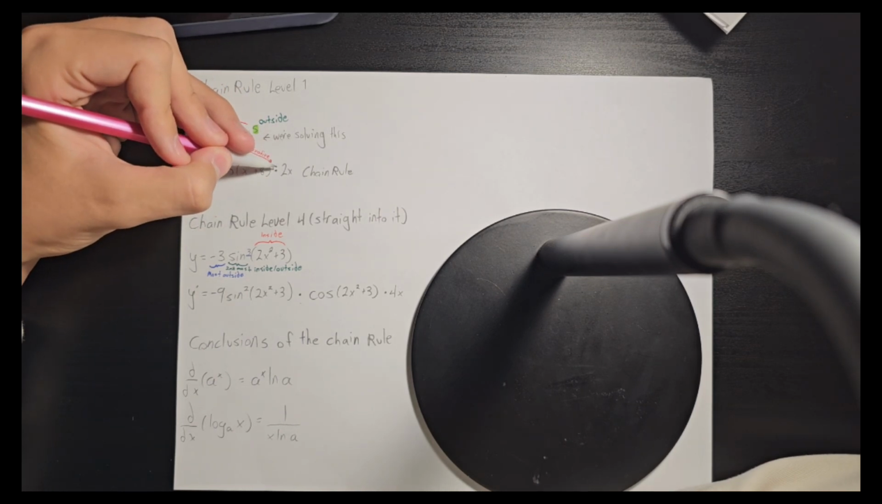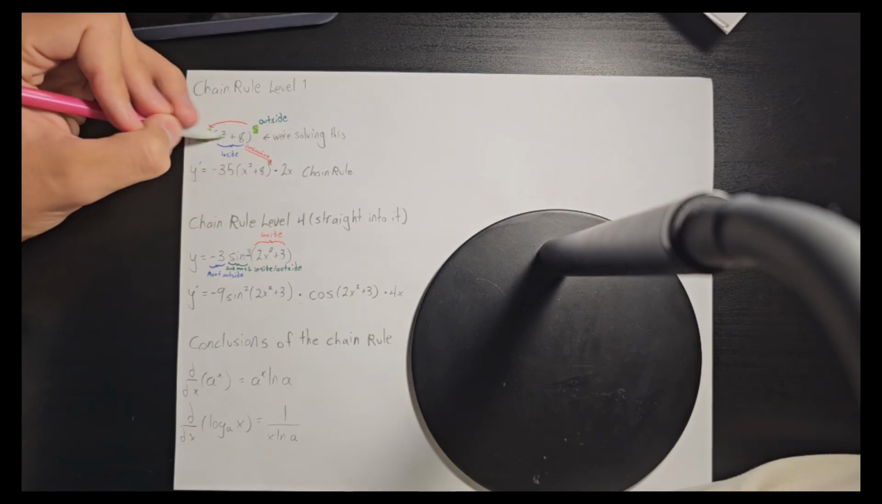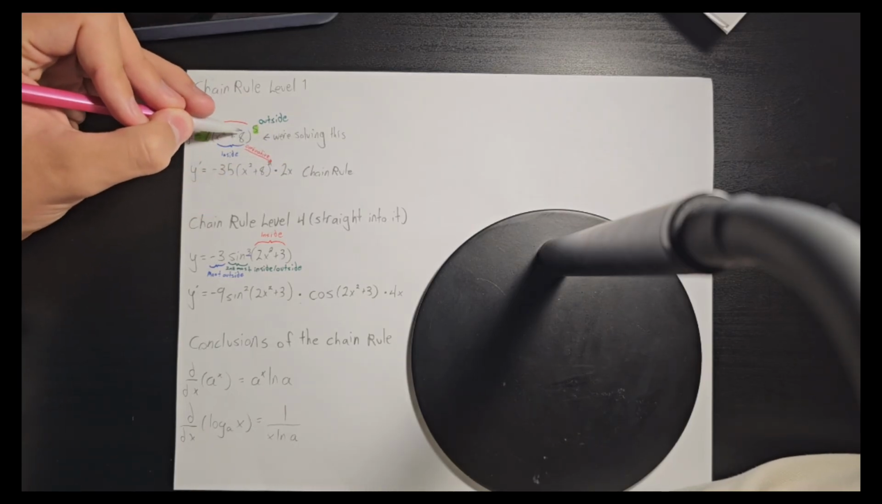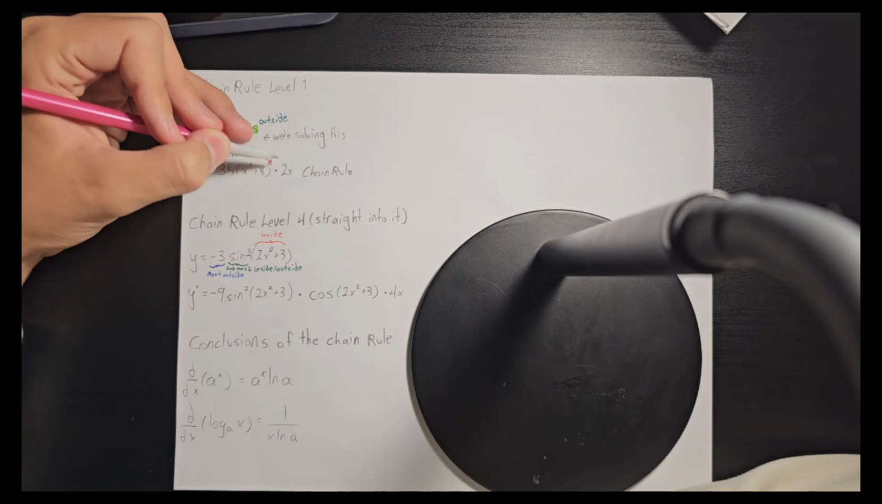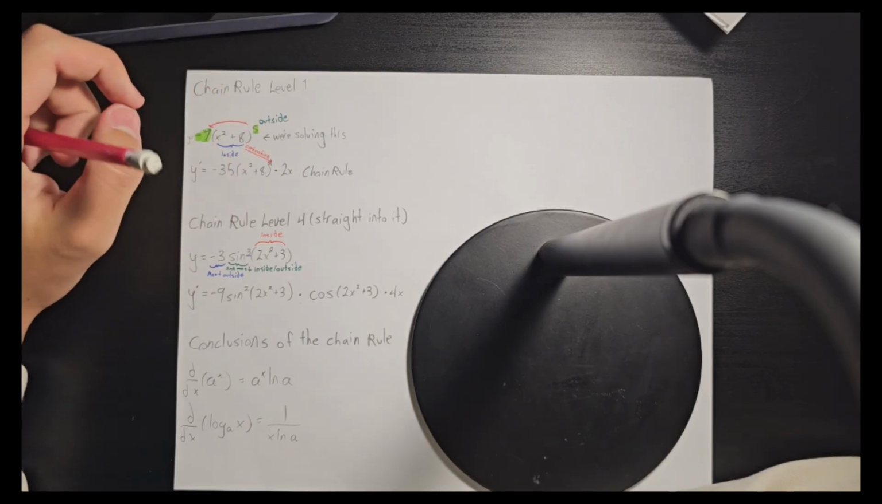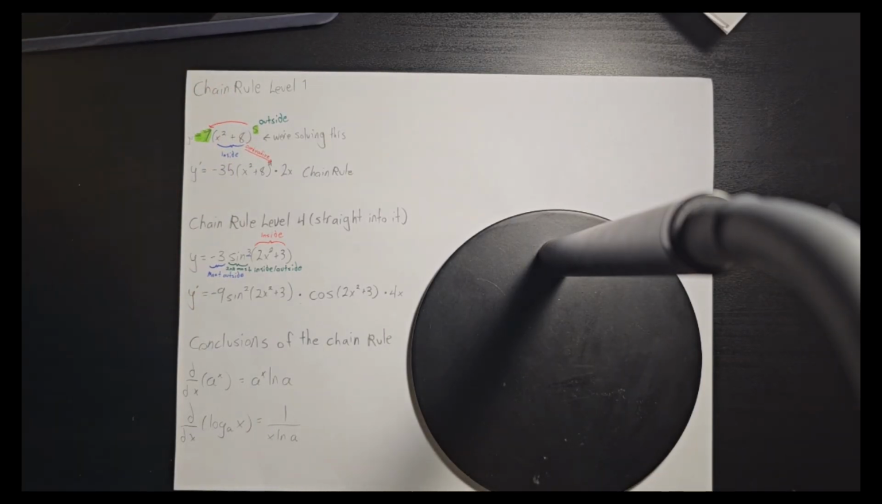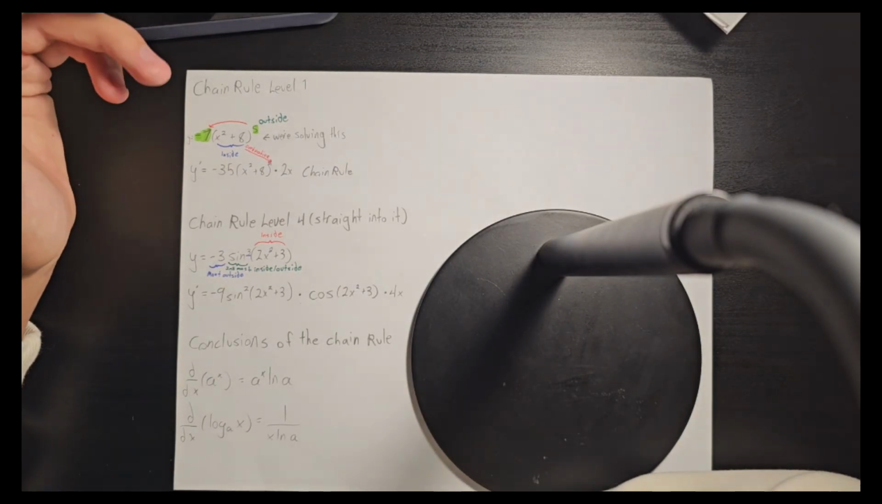And then you multiply that by the derivative of the inside right here, which is x squared plus 8. The derivative of that is 2x. And that would be the chain rule in action. That's just like the very basic of it.